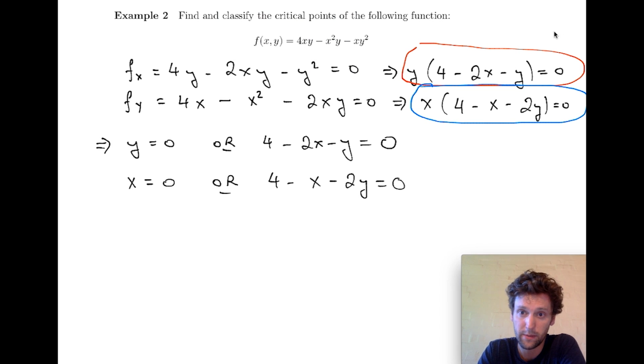So you see that I've got a couple of different possibilities. Now I have to have both of these equations satisfied. This is a simultaneous set of equations, so both of them have to be satisfied for the particular values of x and y that we find. So either y has to be 0, or 4 minus 2x minus y has to be 0, and either x is equal to 0, or 4 minus x minus 2y is equal to 0. So I can write out all the possibilities. y is equal to 0 and x is equal to 0. y is equal to 0 and 4 minus x minus 2y is equal to 0, and so on. Let's write those out.